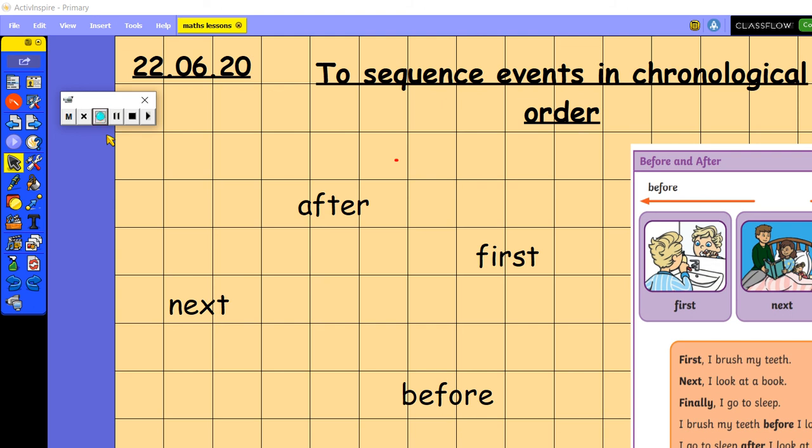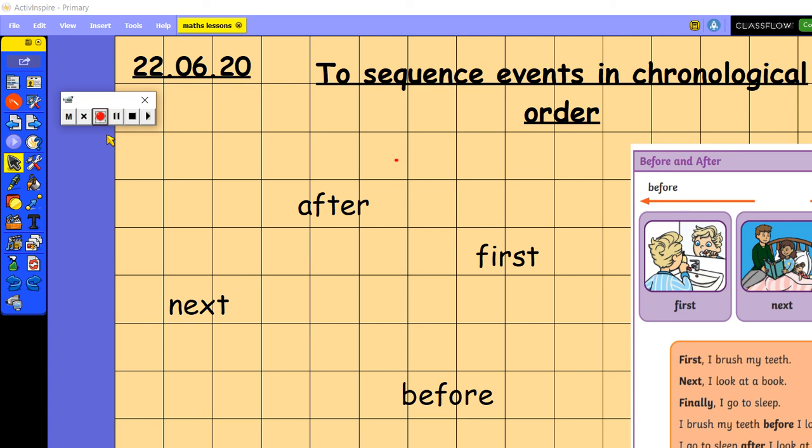So we're going to be moving on to looking at a week of time this week. We're going to start off by sequencing events in chronological order. So I want you to have a think of all of the things that you have done this morning before you have taken part in this lesson.